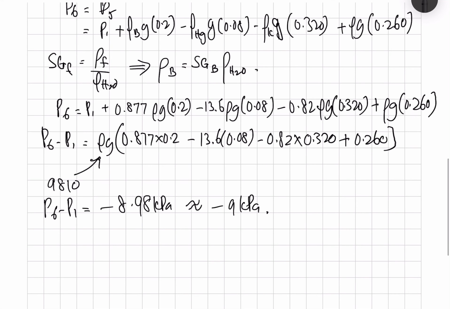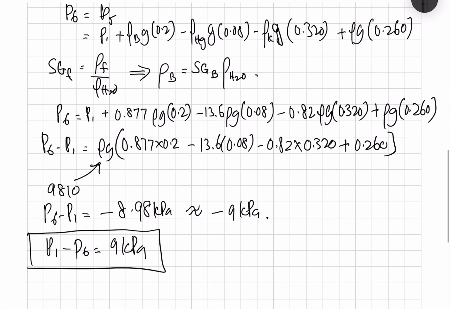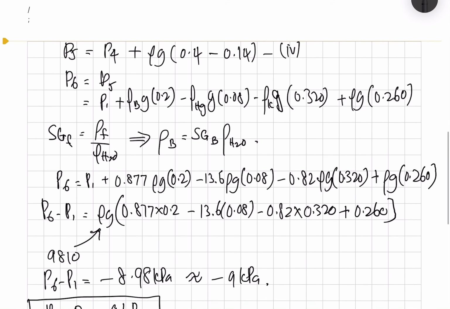Okay, but the question asks us to determine PA minus PB, or in other words P1 minus P6. So P1 minus P6 is equal to 9 kilopascal. Okay, so that's how we solve a problem related to manometer, which I showed you step by step.